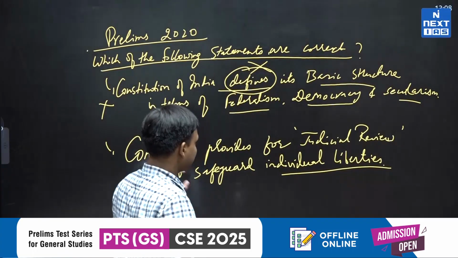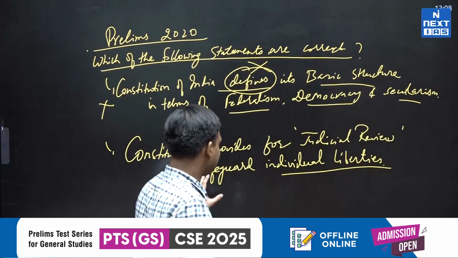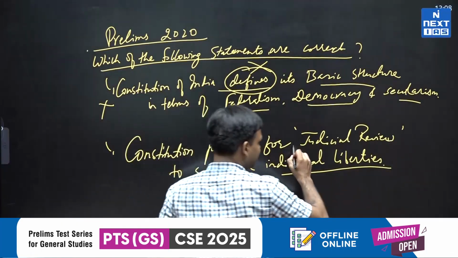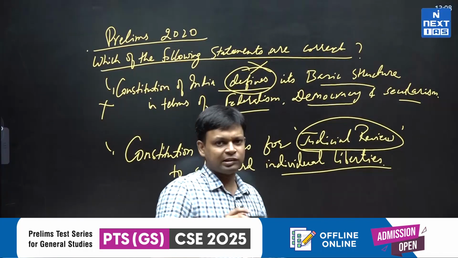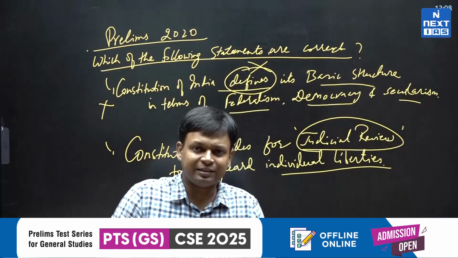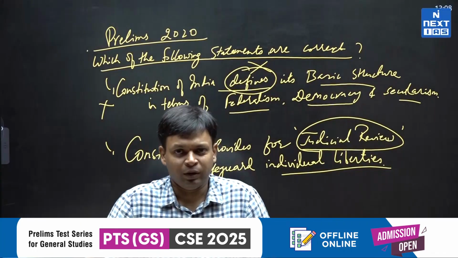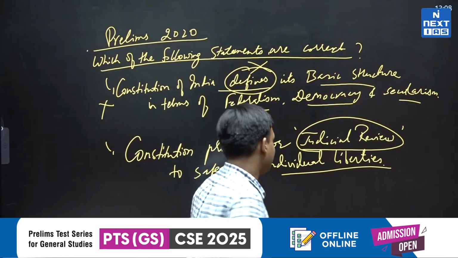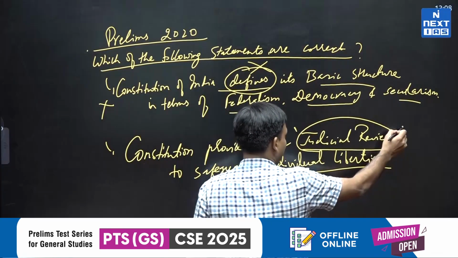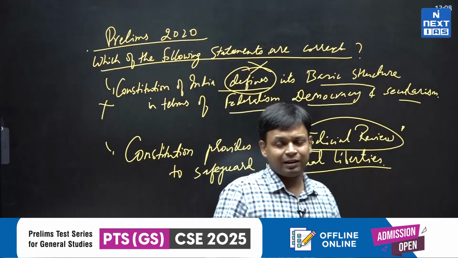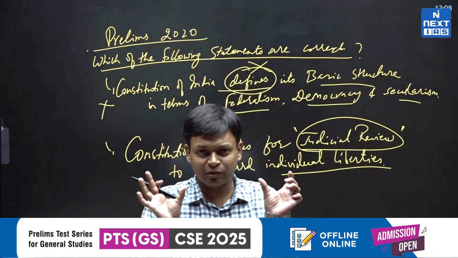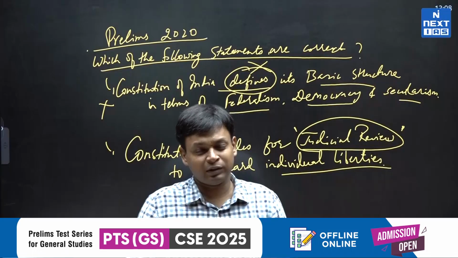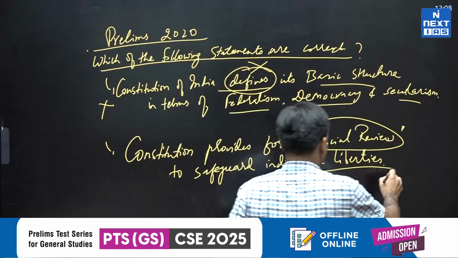Second statement, the constitution provides for judicial review to safeguard individual liberties. Now this was a question in 2020. Judicial review, we all study as a very important topic. We all study that the Supreme Court and High Courts have powers of judicial review. But does the constitution use the term judicial review anywhere? No, it does not use the term. Here this term judicial review is put in quotes. What does it imply? It implies that the constitution has mentioned this term somewhere and it protects individual liberties. So what answer did UPSC give? It said no.